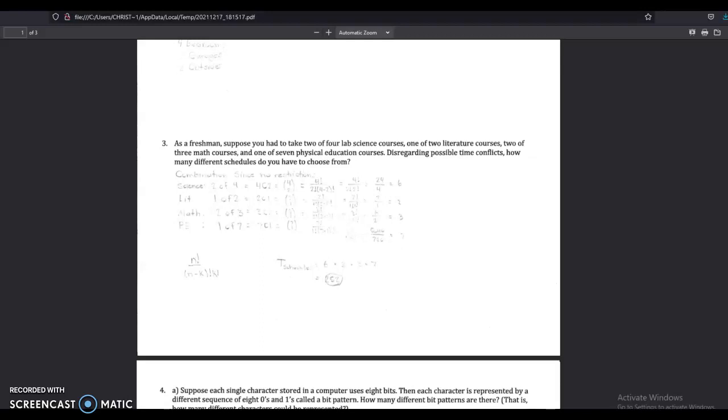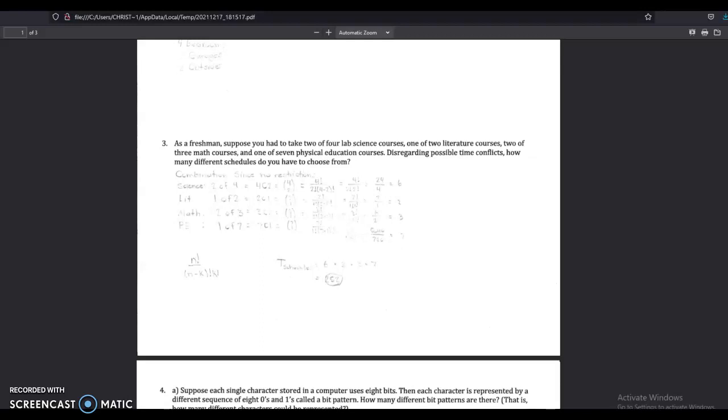For literature, you have to take 1 out of 2. So 2C1. So 2 factorial over 1 factorial times 1 factorial. So 2 over 1, which is 2. Math, next, is 2 out of 3. So it's a 3C2 combination. 3 factorial over 2 factorial times 1 factorial, which is equal to 6 over 2, which is equal to 3. Last one, PE, 1 out of 7.